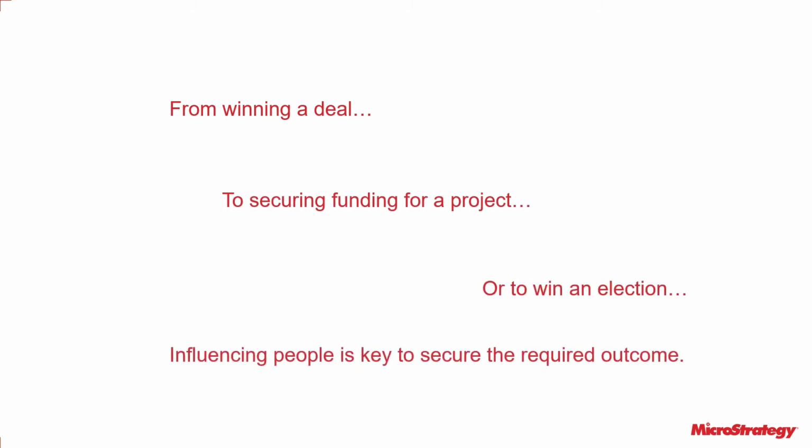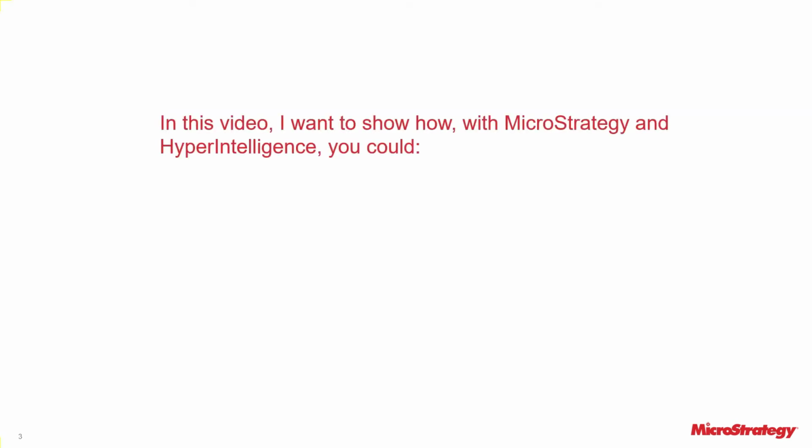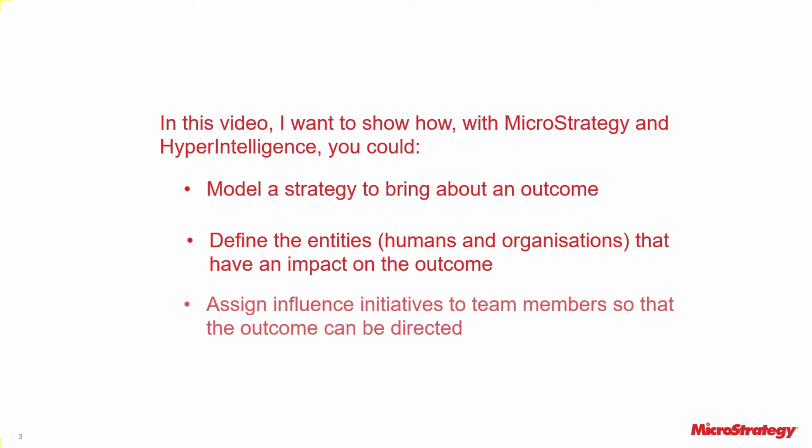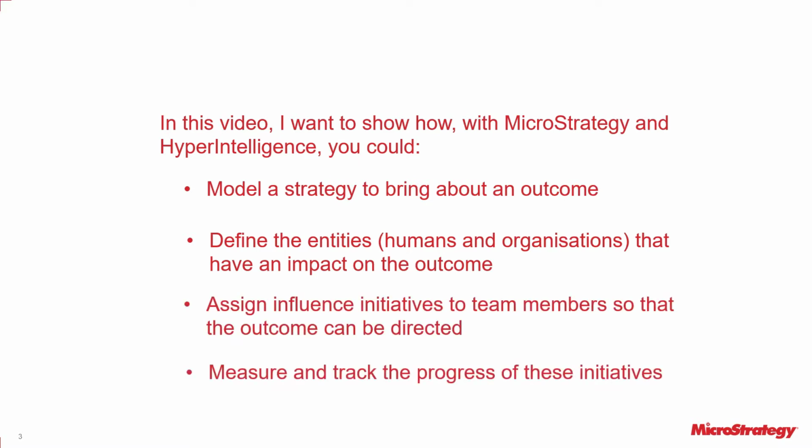From winning a deal to securing funding for a project or to win an election, influencing people is key to secure the required outcome. In this video, I want to show how, with MicroStrategy and HyperIntelligence, you could model a strategy to bring about an outcome, define the entities, humans and organizations, that have an impact on the outcome, assign influence initiatives to team members so that the outcome can be directed, and then finally measure and track the progress of these initiatives.